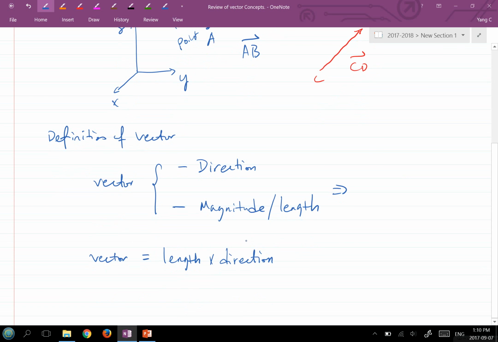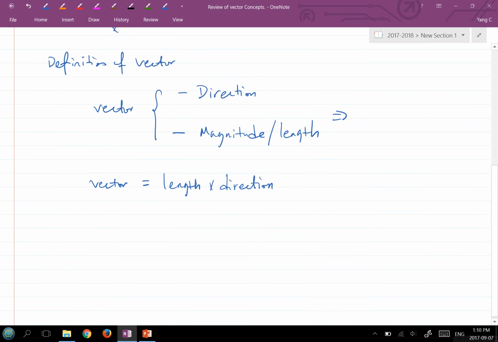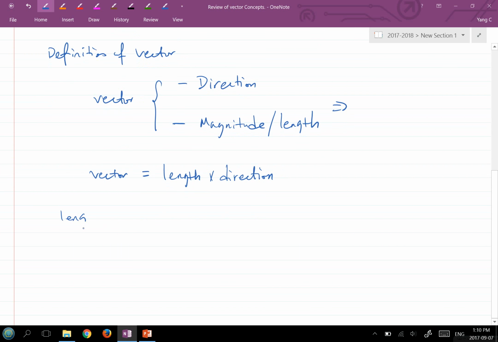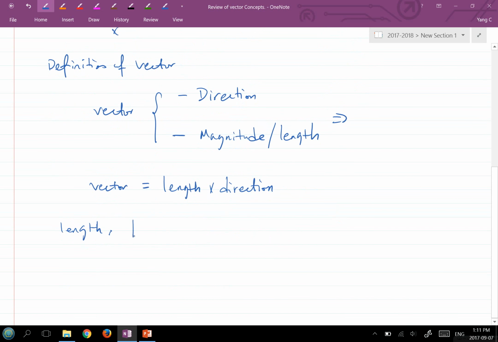Now coming back to the direction and the length: how do I mathematically indicate the direction and its length? For the length, it's easy. Given the vector here, we can use this symbol to indicate its length.